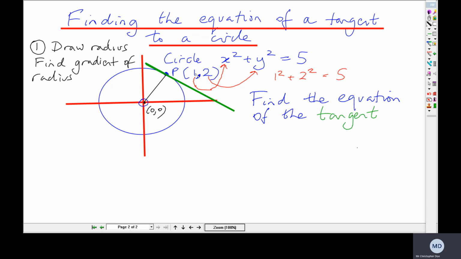Zoe, can you remember how to find the gradient of a straight line? What do we need? Yes, the y coordinate? Because we've got that, we've got the y coordinate and x coordinate, and naught, naught.